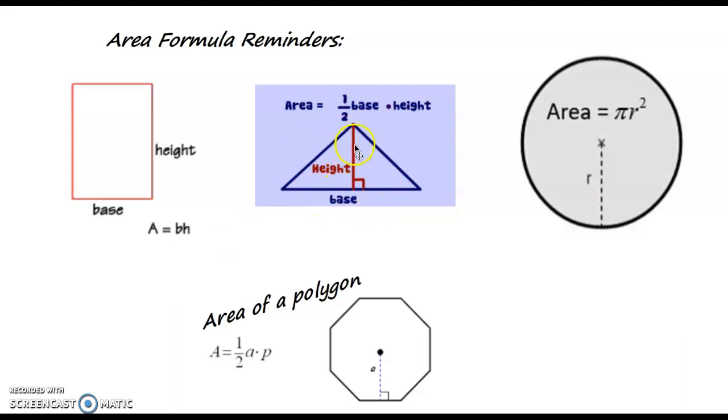The base and the height are the 2 sides that make the right angle, or the 2 pieces of the triangle that make the right angle. The area of a circle is pi times the radius squared. Remember, if they give you the diameter, you're going to have to cut it in half. And lastly, if you remember from last week, we talked about the area of a polygon. The area of a polygon is equal to 1/2 of the apothem times p for the perimeter. Remember, the apothem is the distance from the center to a side that makes a right angle.